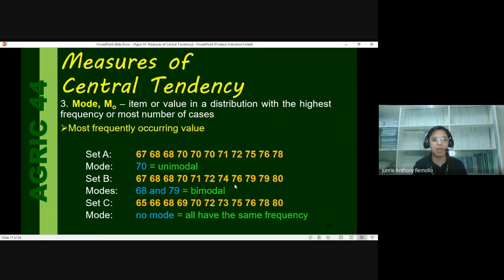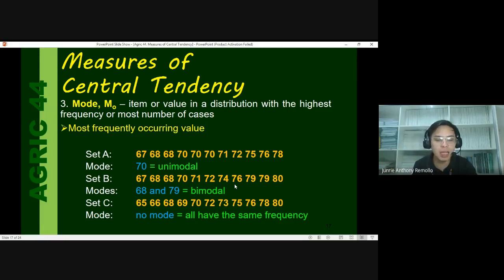And then for set B, I'm not sure if it's the same value or a different set of values, but you can observe that there are two numbers identified to be the mode, and they have the same number of frequencies. So the 68 and the 79, since they occurred twice, are considered the mode, being bimodal since there are two modes.